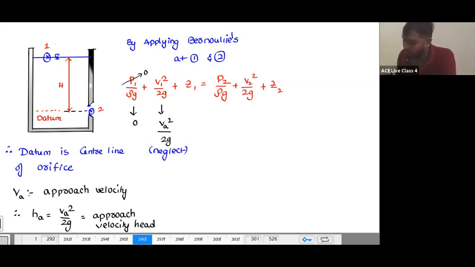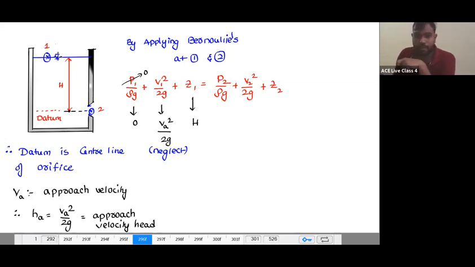And now, what is the datum over here? Please tell me. Z1. What is the datum? So for this one, what is the datum? Datum is nothing but H. Yes or no? That's it. So this is going to be the H. At a water surface, pressure head is going to be 0. And at a free water surface, approach velocity head is neglected.